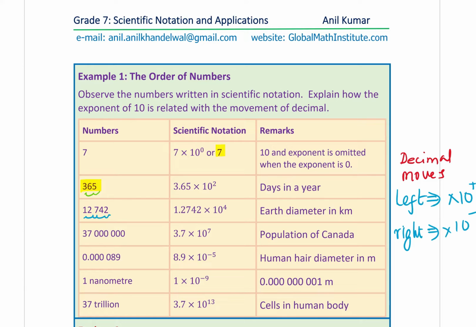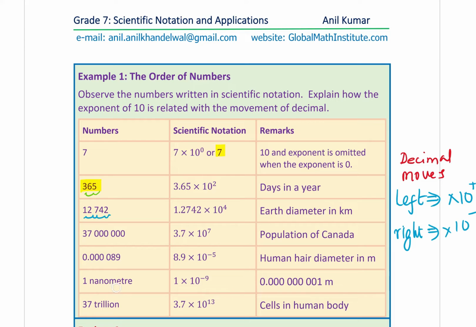Now, these numbers which I have taken are very, very useful numbers. 12,742 is actually the diameter of the Earth in kilometers, and 37 million is actually the population of Canada. And here we have a very small number, 0.000089, which is written as 8.9 times 10 to the power of minus 5. Now this is the human hair diameter in meters, correct? So the diameter of your hair is around that much, right?